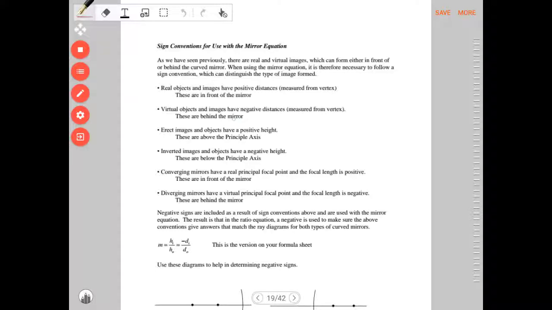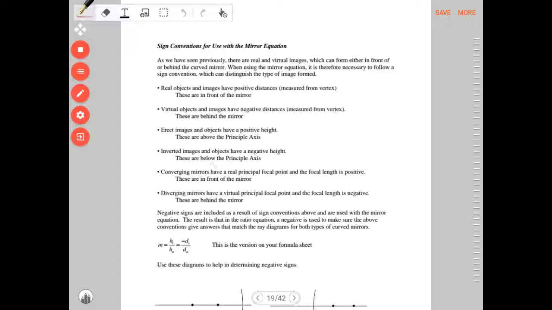These are behind the mirror. Erect images and objects have positive heights. These are above the principal axis. Inverted images and objects have negative heights. These are below the principal axis.